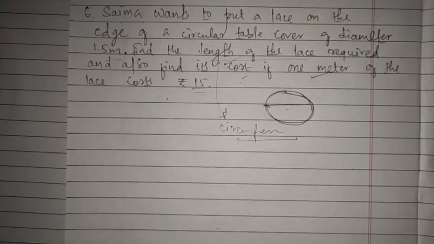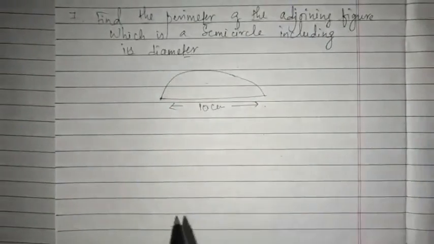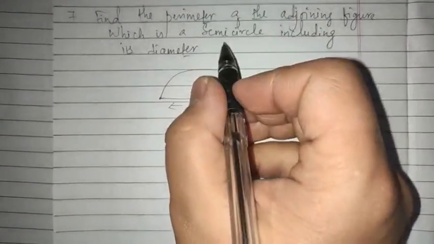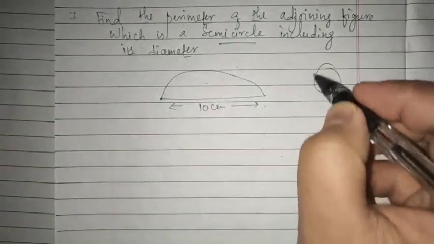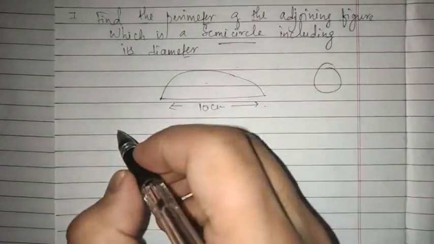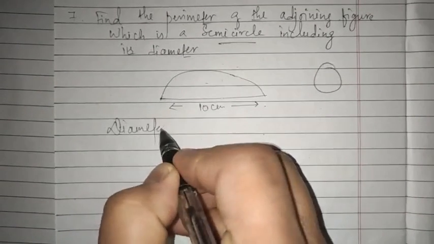Now let us proceed to question number 7. Find the perimeter of the adjoining figure, which is a semicircle, including its diameter. Now, till now we did it for the circle, right? Perimeter means circumference we have to find. So list out whatever is given. The diameter is given according to the figure.